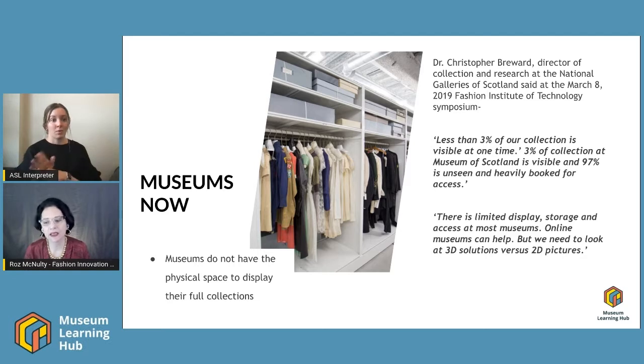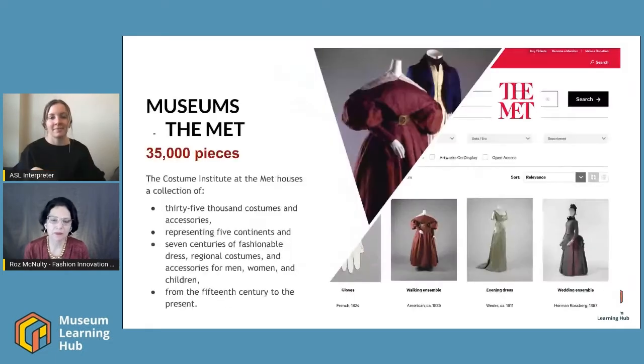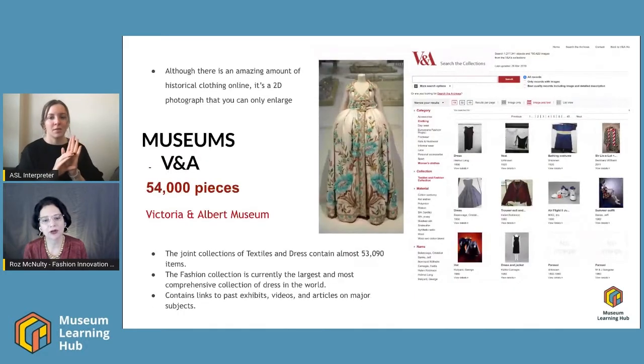There's limited display, storage, and access. Online museums can help. 3D solutions versus 2D. They don't have the space. The Met Museum has 35,000 within the Costume Institute, representing 5 continents, 7 centuries, from the 15th century to the present, and a lot of it is just photographs. Sometimes it's multiple photographs, but it's just photographs. You're not always seeing the back of a garment.